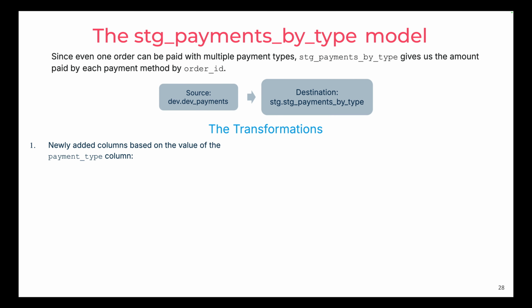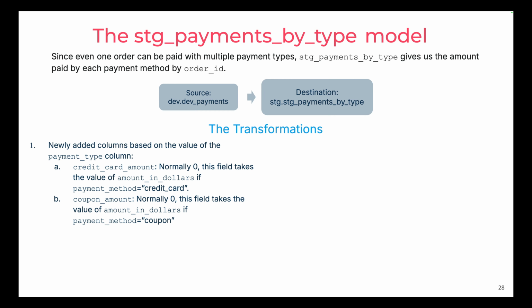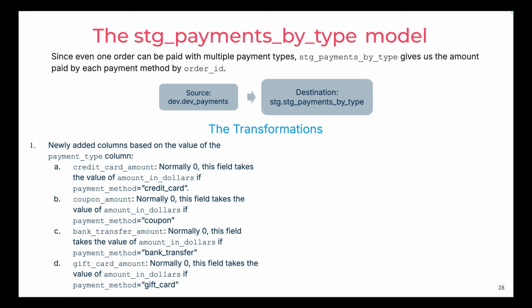Let's look at them. First is we'll add new columns based on the payment type. So we are splitting out the column based on the payment type. We will create a new column called credit card amount. Normally this is 0, but if the payment method is credit card, then we take the value from amount in dollars. Similarly for coupon amount, bank transfer, and gift card amount as well. What we do here is we look at the column called payment method. Based on its value, we assign a value to these newly created columns. Then we have aggregations grouped by order ID.